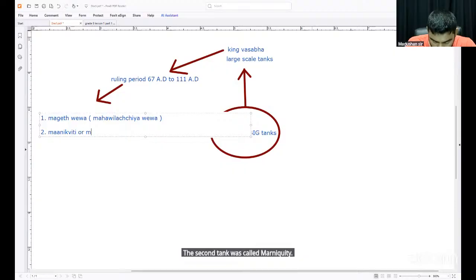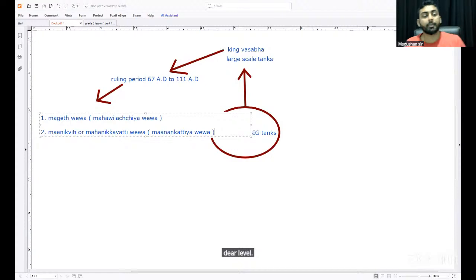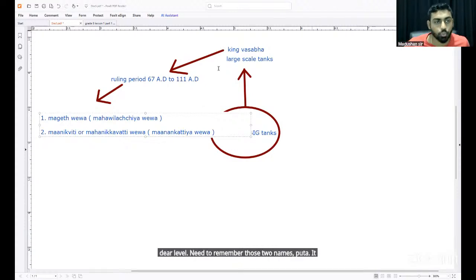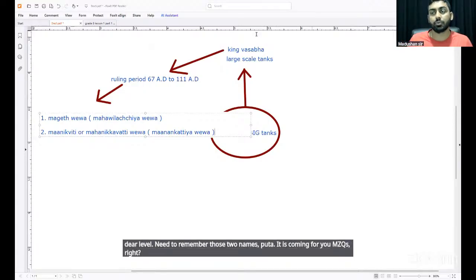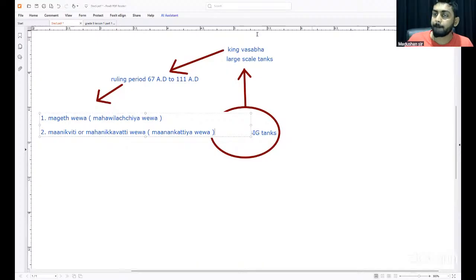Or Mahanikawati Weva. The old name was Mahanikaviti Weva. You need to remember those two names. It is coming for your MCQs, definitely coming for your MCQs. Magitwava, Mahavilachchiya Weva. Manikwiti, Mahanikawati Weva.